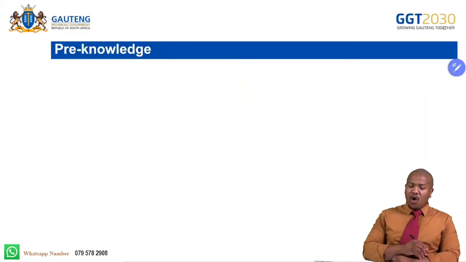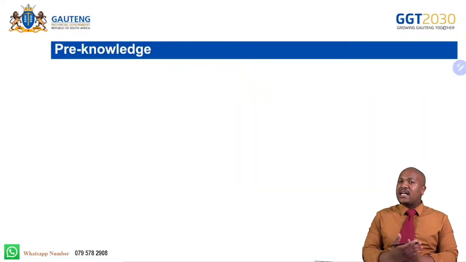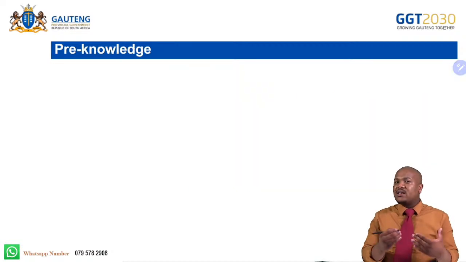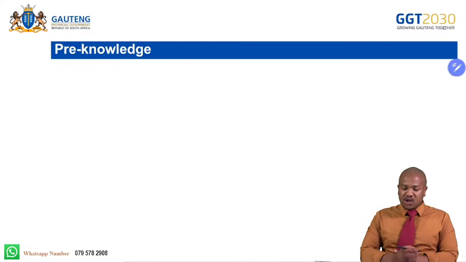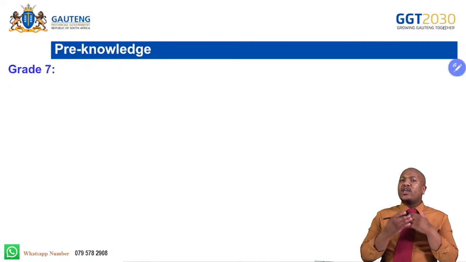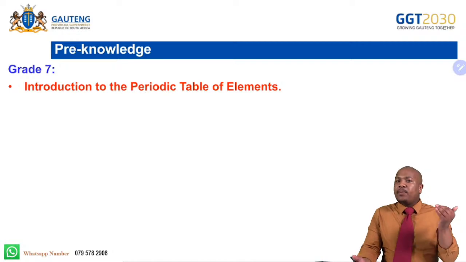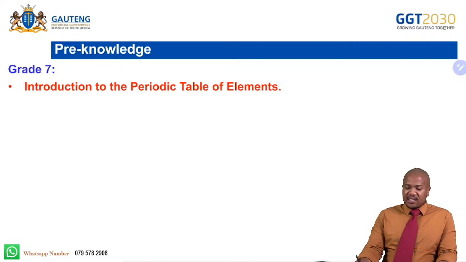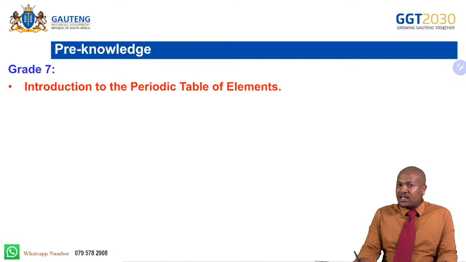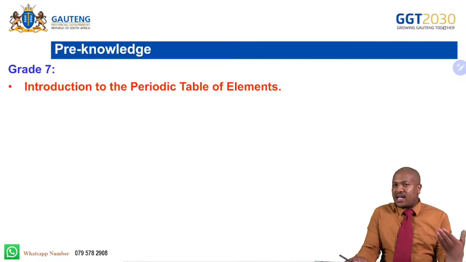Moving on to what we have done in the previous grades and the same grade, which lays the foundation for today's topic. In grade 7, we introduced the periodic table, which consists of all known elements, about 118, and we said there is more room for discovery. It is not limited to those 118 elements.